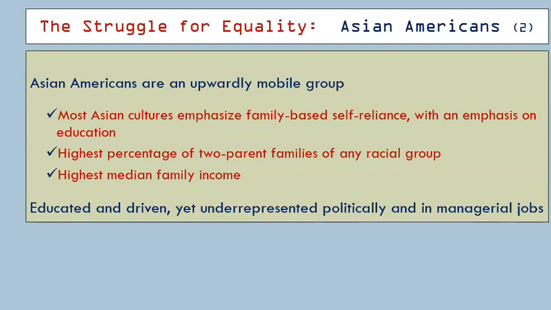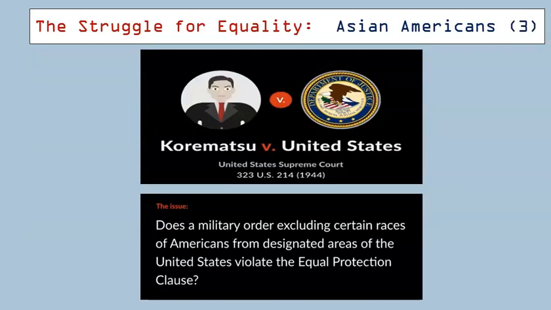Okay, next we want to look at the case of Korematsu versus the United States in 1944. And the question the Supreme Court addresses is, does a military order excluding certain races of Americans from designated areas of the United States violate the Equal Protection Clause? So this is dealing with the internment camps that the Japanese were forced into during World War II. So let's take a look at Korematsu versus the United States and find what the Supreme Court holds as far as this military order excluding these races, and whether or not that's in violation of the Equal Protection Clause.